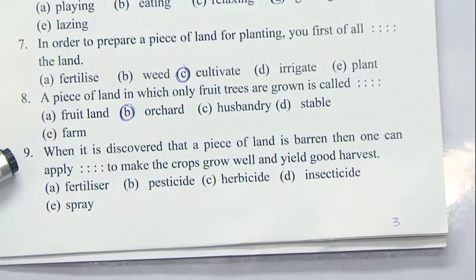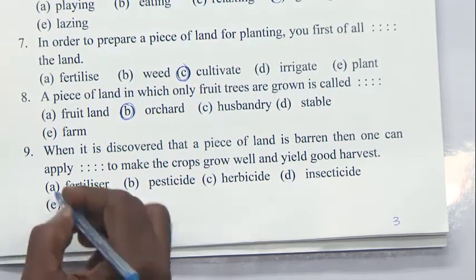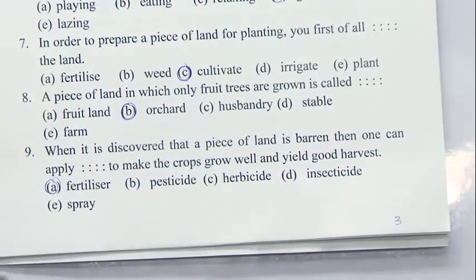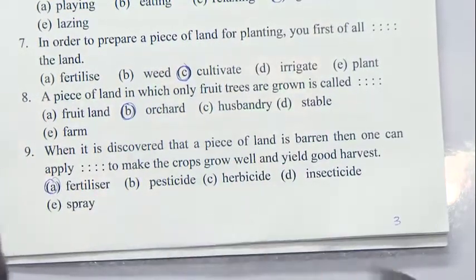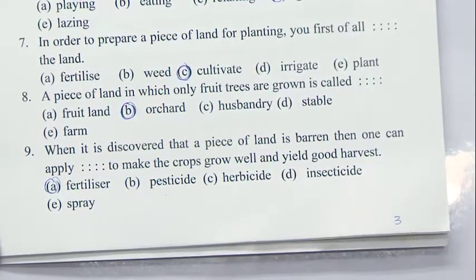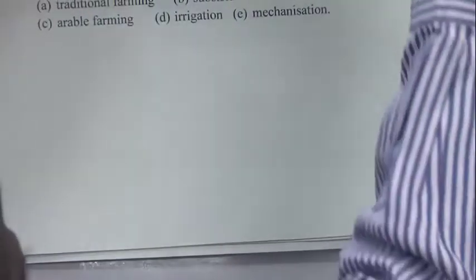We have another one. When it's discovered that a piece of land is barren, then one can apply what to the land to make the crops grow well and yield a good harvest? What is it? Fertilizer. Because pesticide is for the pests, herbicide is for the herbs, insecticides are for insects, and of course spray.